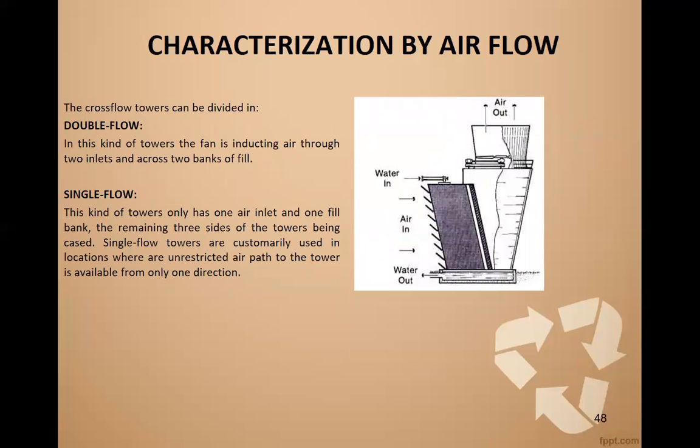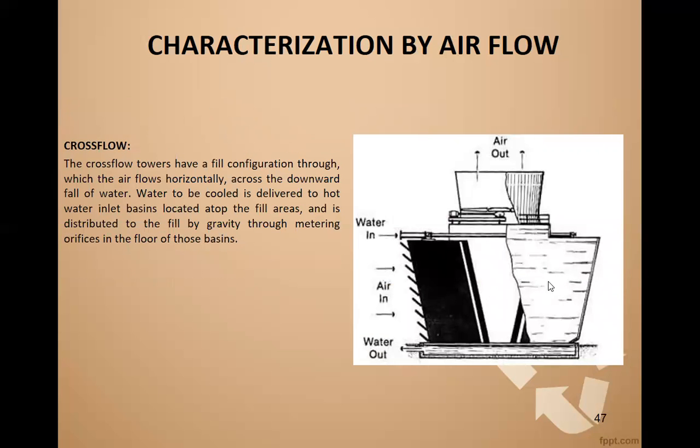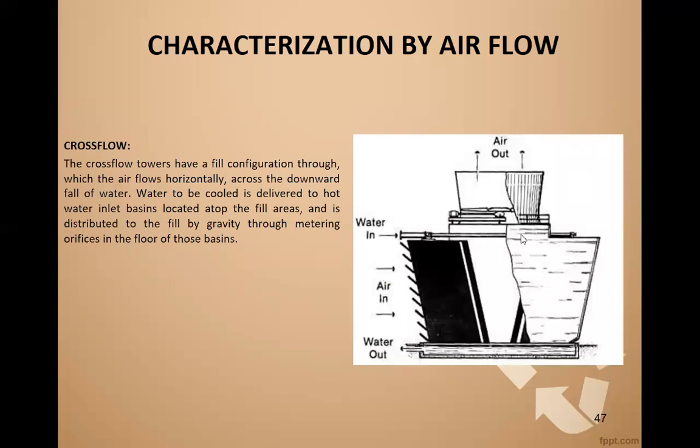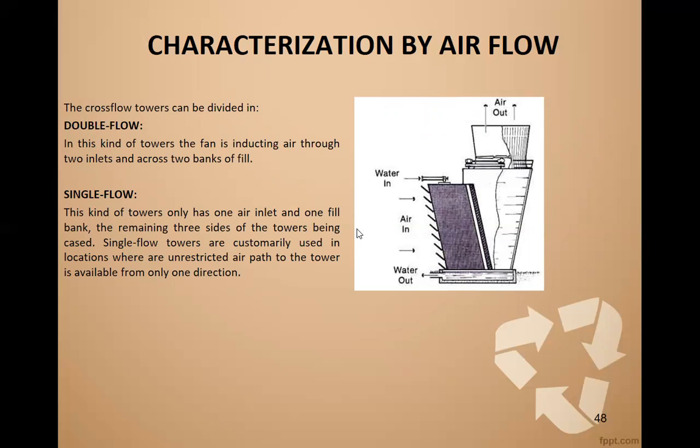So the cross-flow towers can be divided into double flow. In this kind of tower, the fan is inducing air to inlet and across two banks of fill, one on each side. Single flow: this kind of tower has only an inlet on one fill bank. The remaining three sides of the tower are enclosed. So single flow towers are customarily used in locations where an unrestricted air path to the tower is available from only one direction.